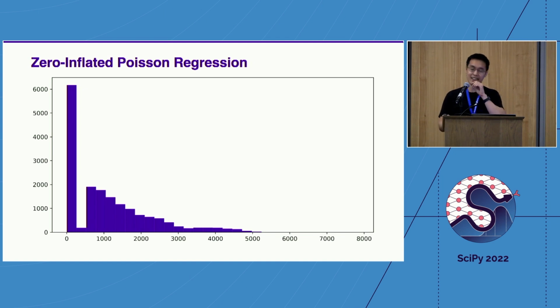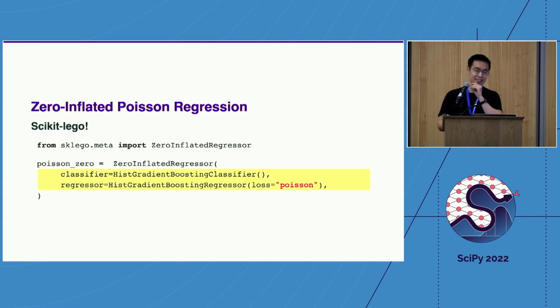And there's this really nice library called Scikit-learn that does the classifier and regressor case. It has a meta estimator called Zero-Inflated Regressor, where you can specify a classifier to classify the 0, and then a regressor that does everything else. So that's what we have to model zero-inflated Poisson regression.